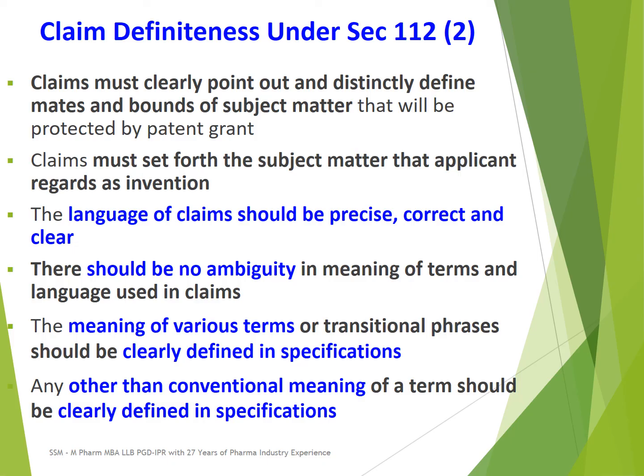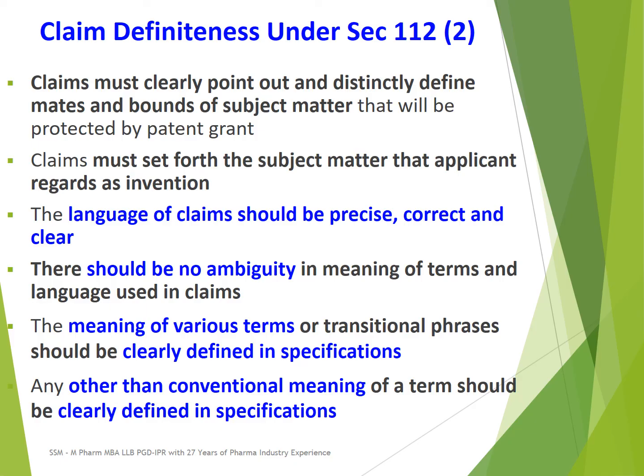The next requirement for patentability is claim definiteness. The language of the claim should be precise, correct, and clear. It should be non-ambiguous. There should be no ambiguity in the meaning of the terms and language used in the claims. The claim must clearly point out and distinctly define the metes and bounds of the subject matter that will be protected by the patent grant. The claim must set forth the subject matter that the applicant regards as his invention.